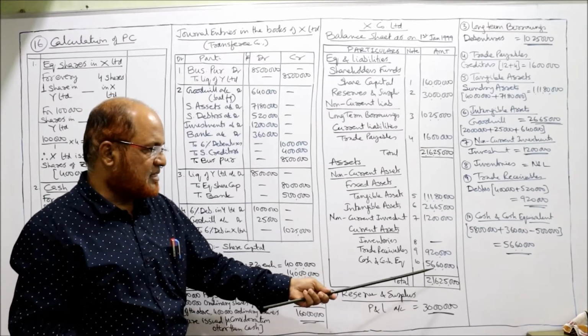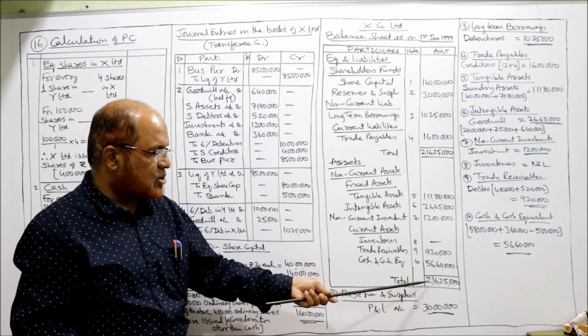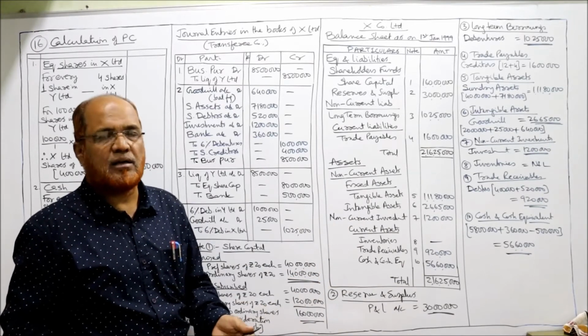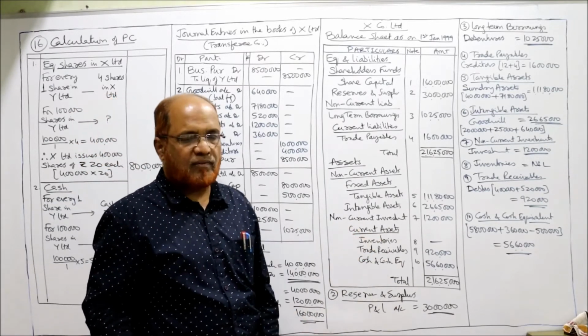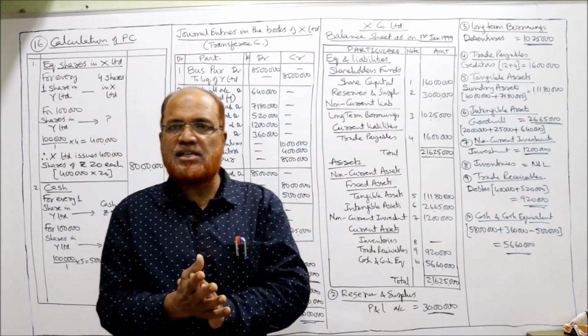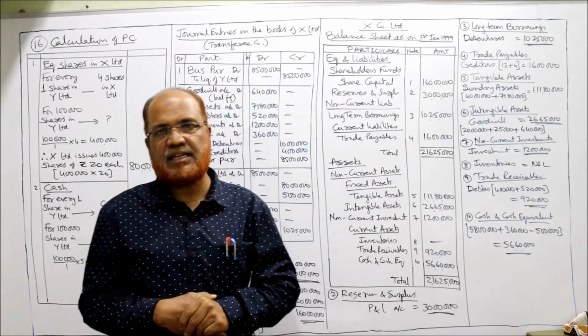Right? Take the total of assets: 2,16,25,000. This is the total of the balance sheet. That's it. So this is the end of problem number 16.